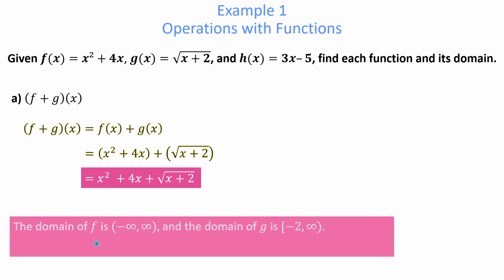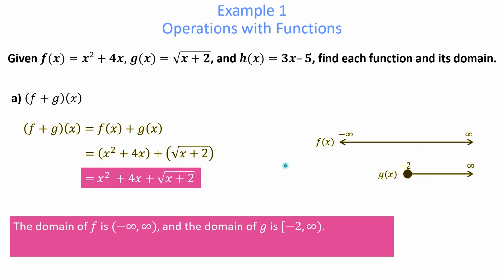Now, when we remove the brackets, we have this simplified new function for the sum of f and g of x. Now, the domain of f is this open interval here, which is all of the real numbers, and the domain of g is this interval here. So it's closed on the left-hand side, so it includes -2, and it's open on the right-hand side as it doesn't reach positive infinity. Now, it's visually represented on a number line like so.